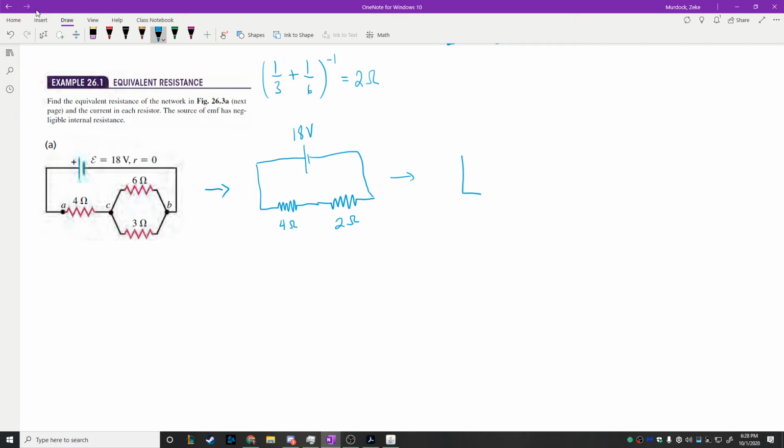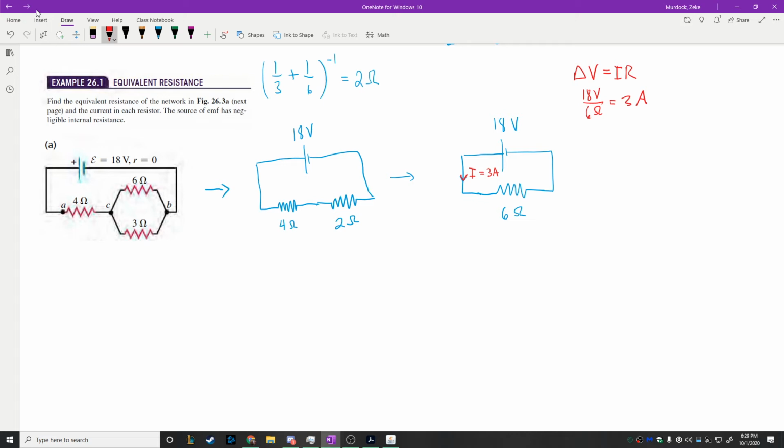4 and 2 are in series, right? So what's the total resistance? 4 plus 2, so 6. Pretty easy. Now we go backwards. We say, okay, 18 volts and 6 ohms is going to give us a current equal to 3 amps, because we're always using this equation, delta V equals I times R. If I have 18 volts and I divide by 6 ohms, I'm going to get 3 amps.